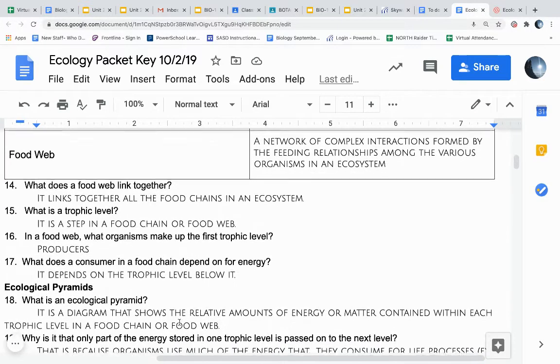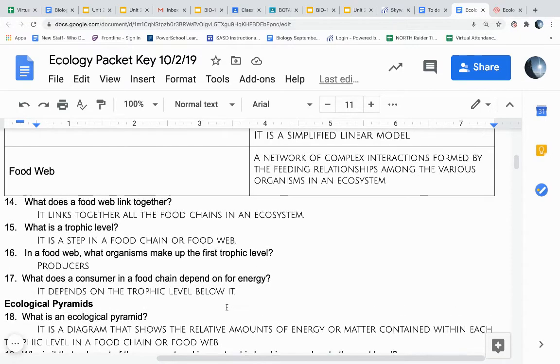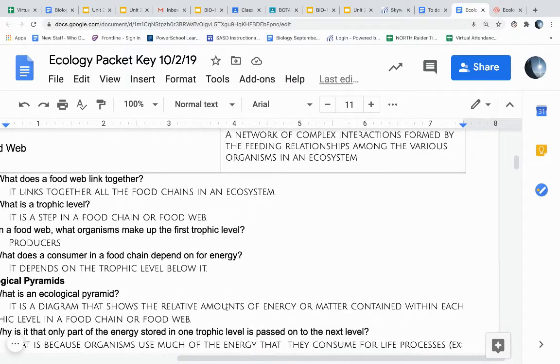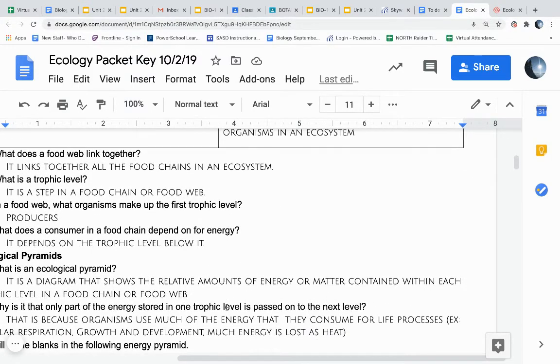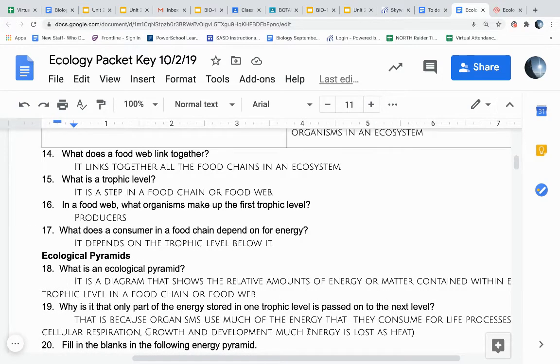So why is it that only part of the energy stored in one trophic level, or 10%, is passed on to the next level? So that's because most of that energy is used by organisms for life processes like cellular respiration, growth and development. Much is lost as heat in each step along the way.